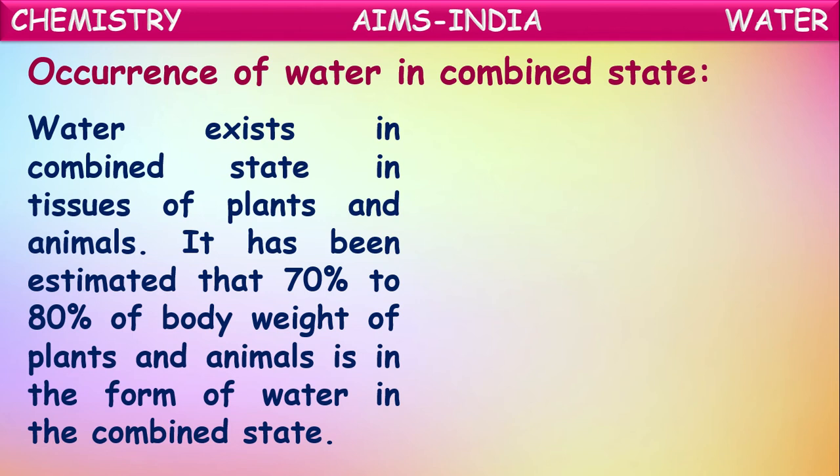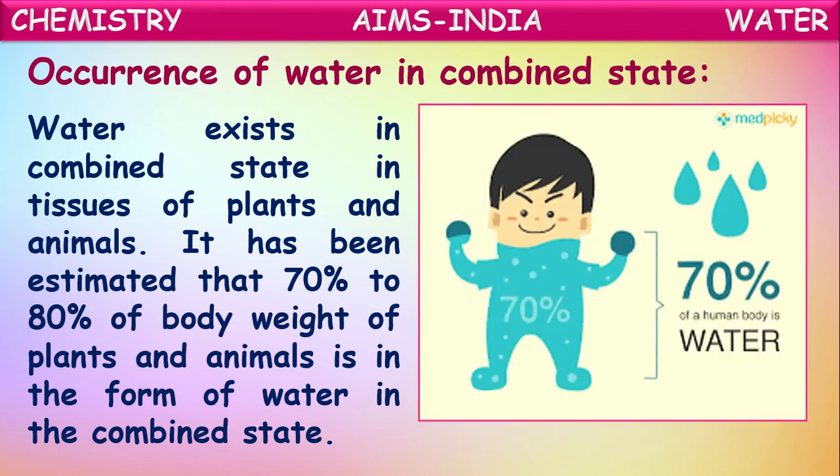This is not only for human beings; even for other animals and plants, around 70 to 80% of their body is made up of water in the combined state. Our human body weight is around 70% water.